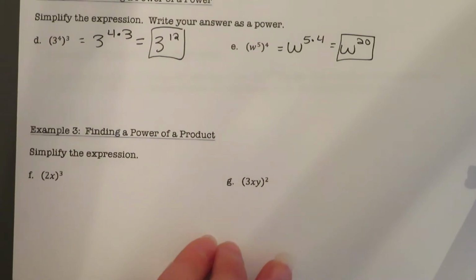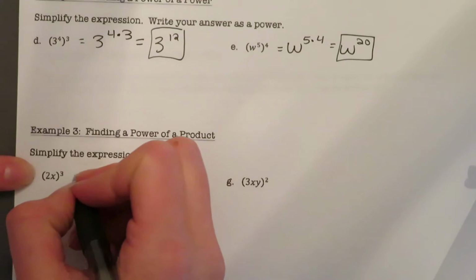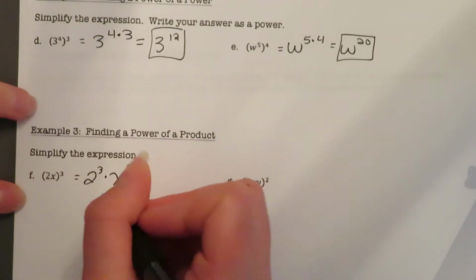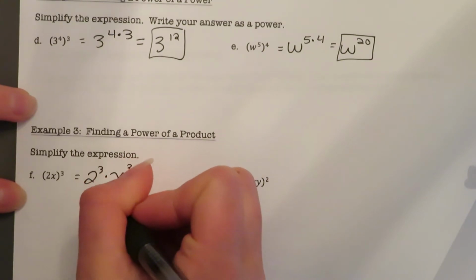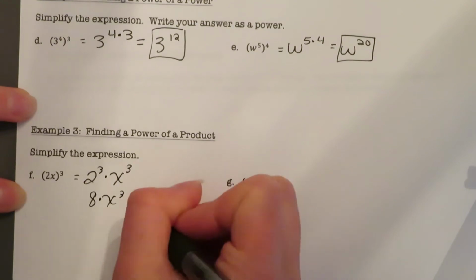Example 3, finding the power of a product. We're going to simplify the expression. This is going to become 2 to the third power times x to the third power. 2 to the third power is 8 times x to the third. This is 8x to the third.